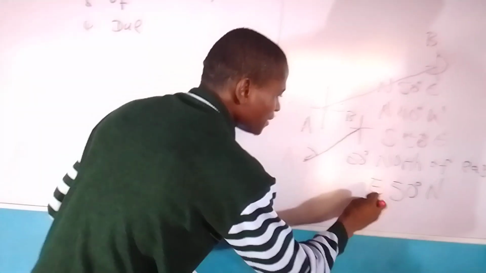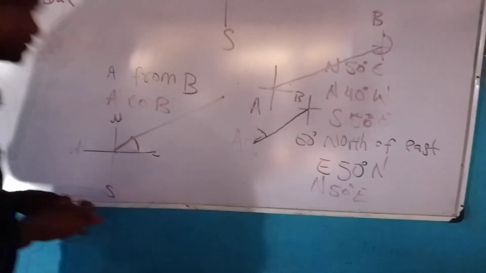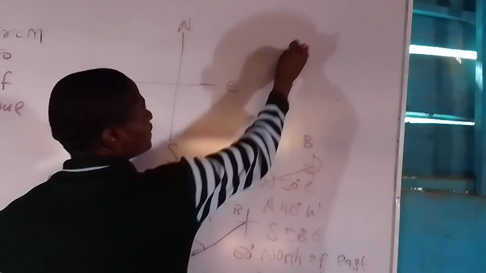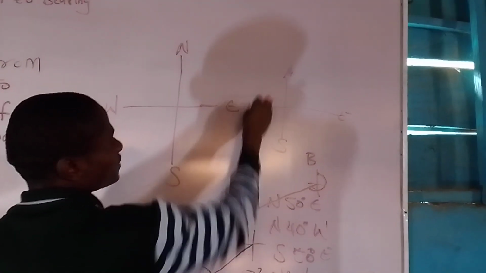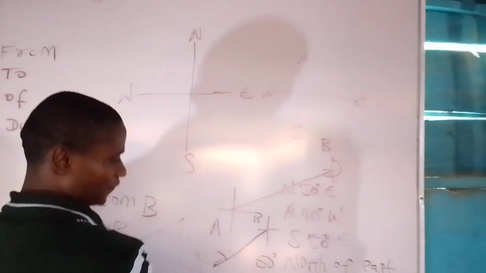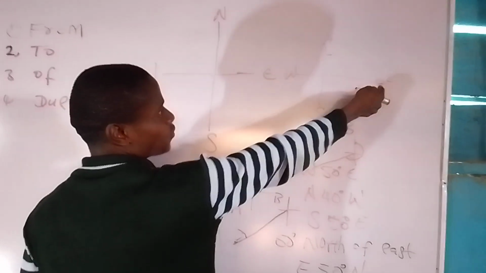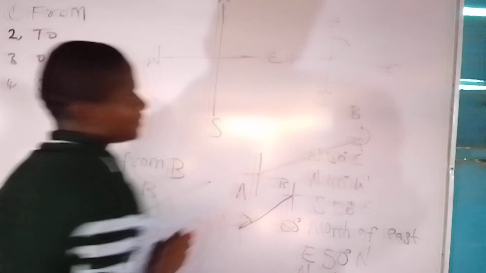But if they say north 50 degrees east, it is different. What you do is, you draw your cardinal point. So that will be north, this is east, this is south, this is west. So that will be north 50 east. We are starting from the north and heading towards east. So we move like this and draw our bearing like this, straight.